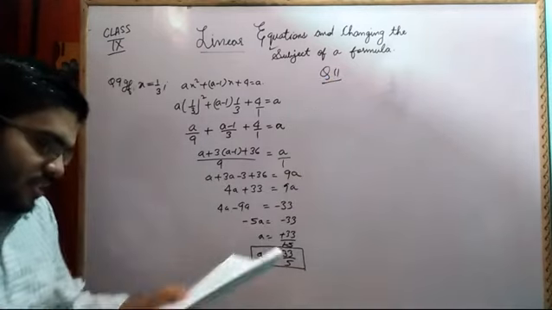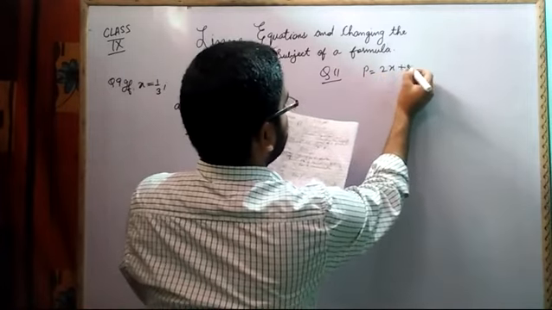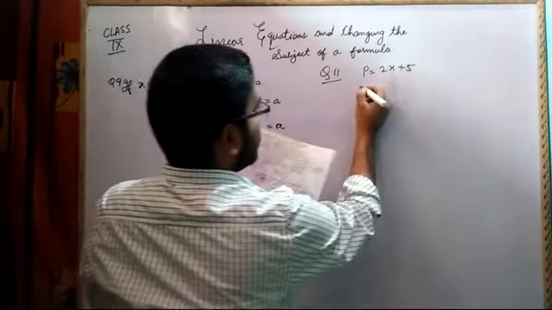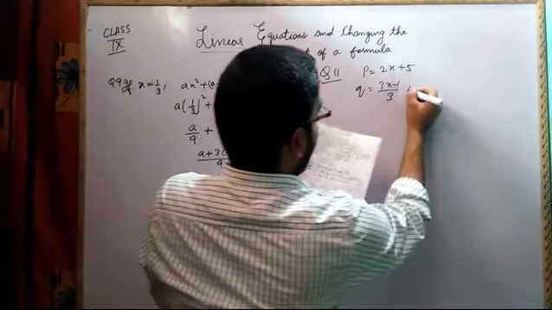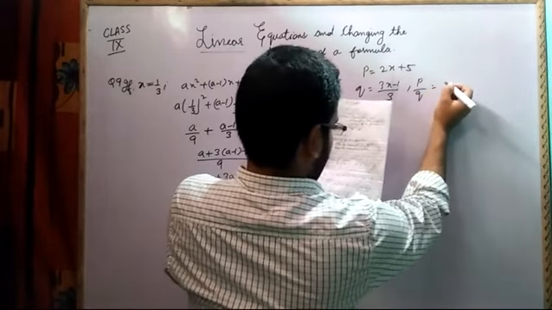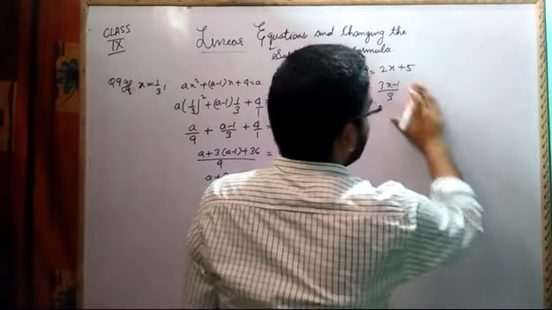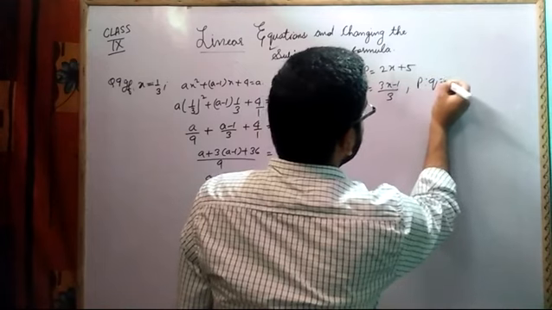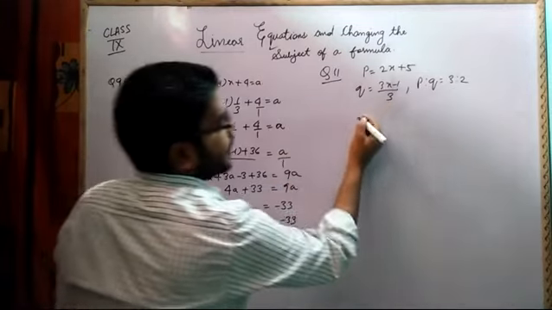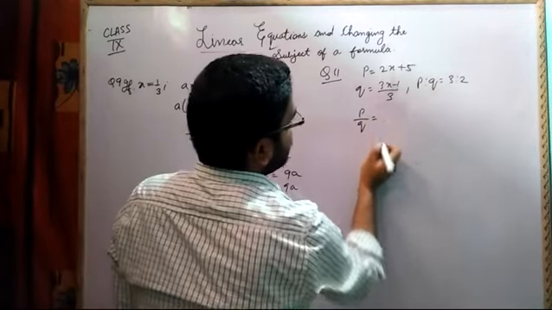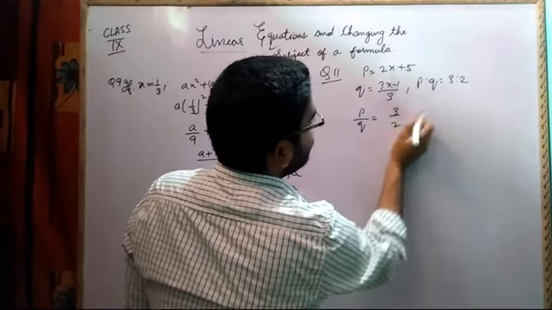Question number 11 says that P is equal to 2x plus 5, correct? P is equal to 2x plus 5, Q is equal to 3x minus 1 by 3, and P is to Q is given 3 by 2. Find the value of x. P is to Q, it is given in ratio form. Okay, P is to Q is equal to 3 is to 2. Now we will also write this in ratio form. We know how to write. P upon Q is equal to 3 upon 2. This side it is given.